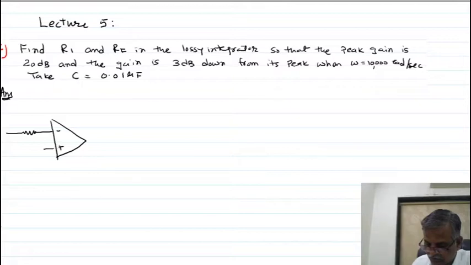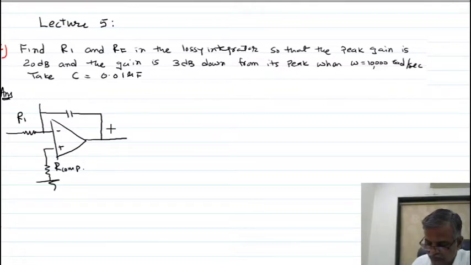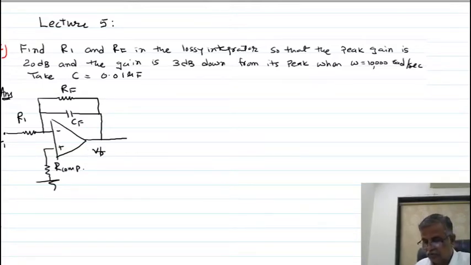This is your compensating resistor R1. This is your CF, and this is your RF. This is your input VI, this is your VO. Now see, you have to find this value: what is RF and what is R1? CF they have given as 0.01 microfarad.